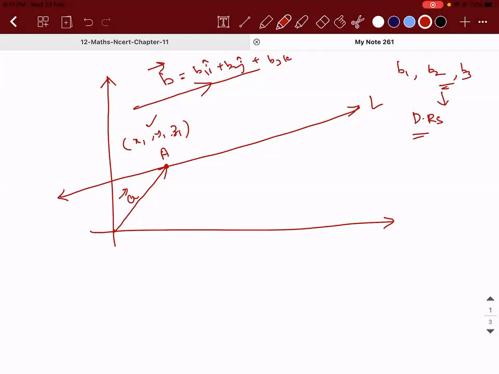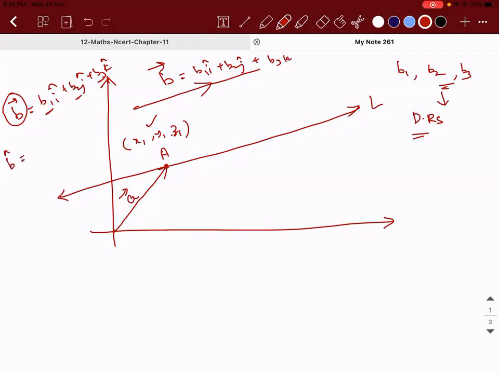So remember, if any vector is given to you, any vector for that matter, unless it is a unit vector, so try to understand, if b vector is given to you, b1 i cap plus b2 j cap plus b3 k cap, the coefficients of any vector apart from a unit vector are the direction ratios. I hope everybody is making a note of this point. Please write it down. The coefficients of i cap, j cap, and k cap for any vector other than the unit vector are direction ratios.